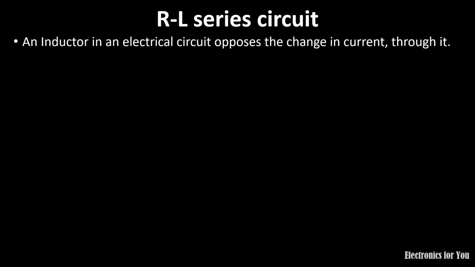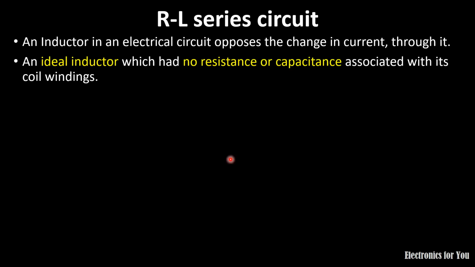Hello friends, in this video I will talk about the series RL circuit, or simply the series LR circuit. We know that an inductor is a device which opposes the change in current through it, and an ideal inductor, or a pure inductor, exhibits the property of inductance only, and never exhibits the property of resistance or capacitance.